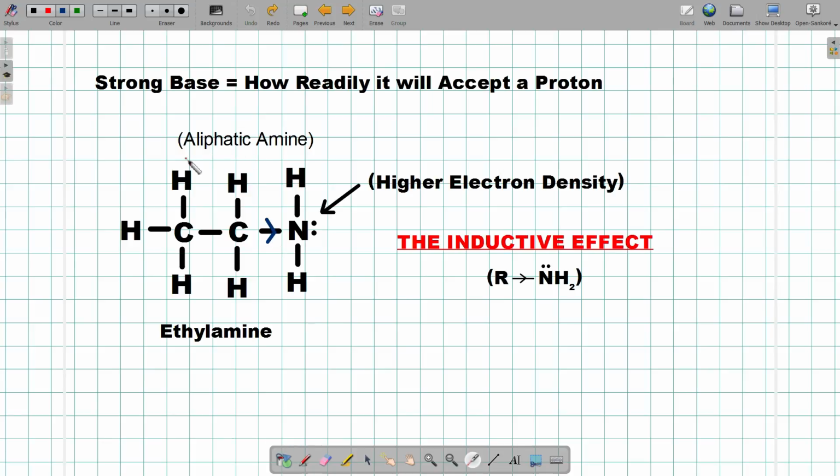Just as a side note, you'll often see these amines referred to as aliphatic amines. It just means that it's got an alkyl group attached to it. Nothing that fancy, if that ever trips you up. And you'll see also the inductive effect represented with R, and it's got a little bond here with a little arrow, and the NH2 group. Yeah, so you'll see that too. That's just referring to the inductive effect.